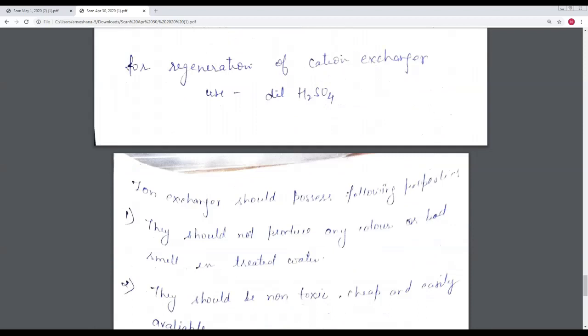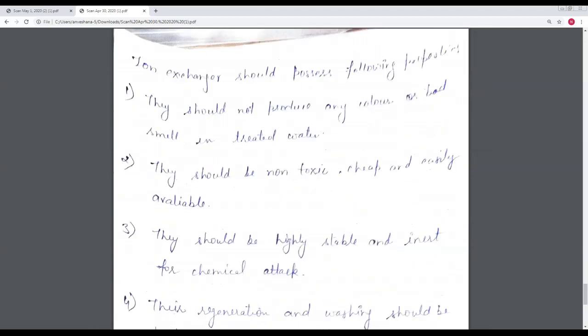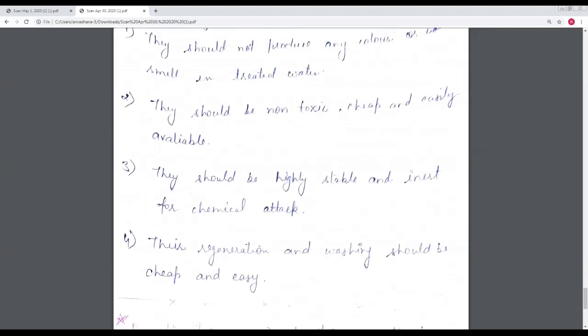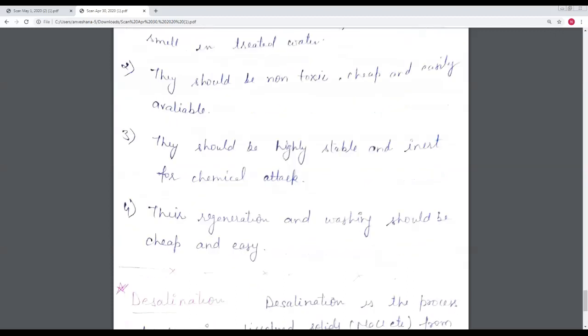Now, the ion exchange resins should possess the following properties. First, they should not produce any color or bad smell in treated water. Second, they should be non-toxic, cheap and easily available. Third, they should be highly stable and inert to chemical attack. And the fourth is that their regeneration and washing should be cheap and easy. So now we have completed our softening process of water.